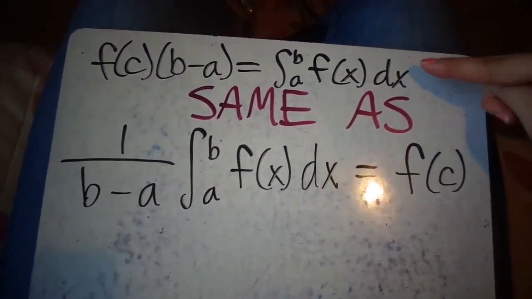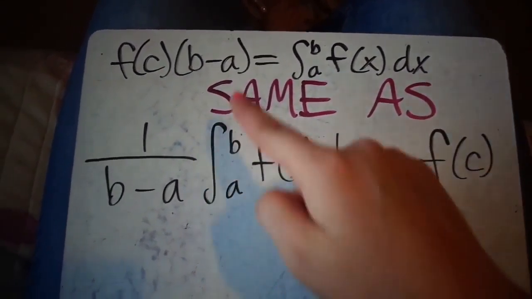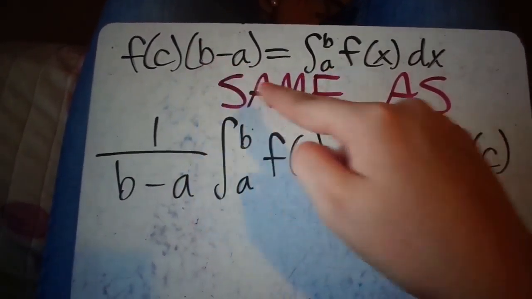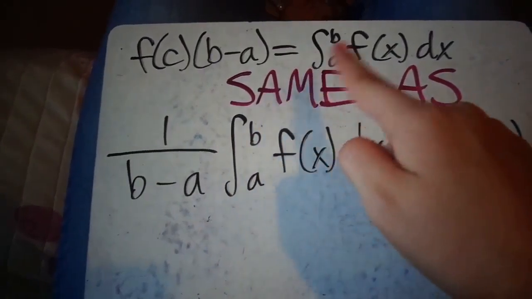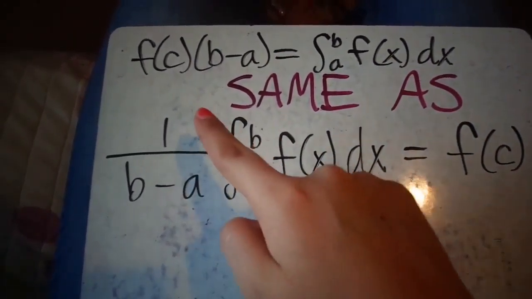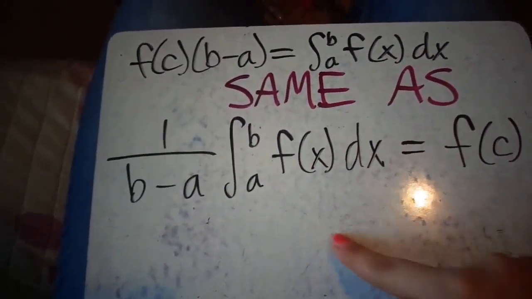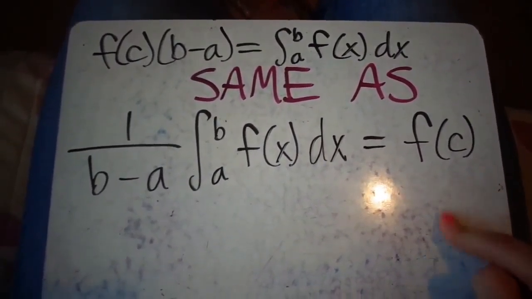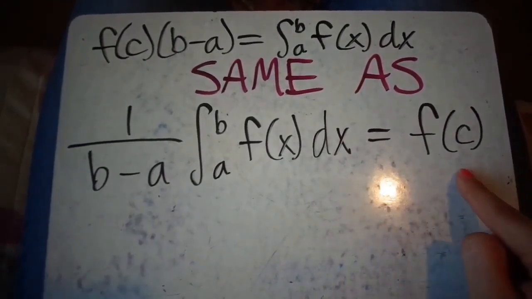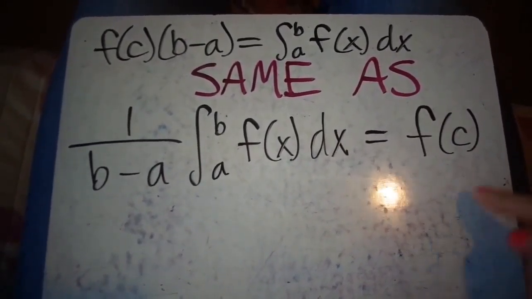Another way to write this formula is by dividing by b minus a on this side, making it 1 over b minus a times that integral equals f of c. We can write it this way to isolate the f of c because most times the problems are going to be asking for this, the average value of the function.